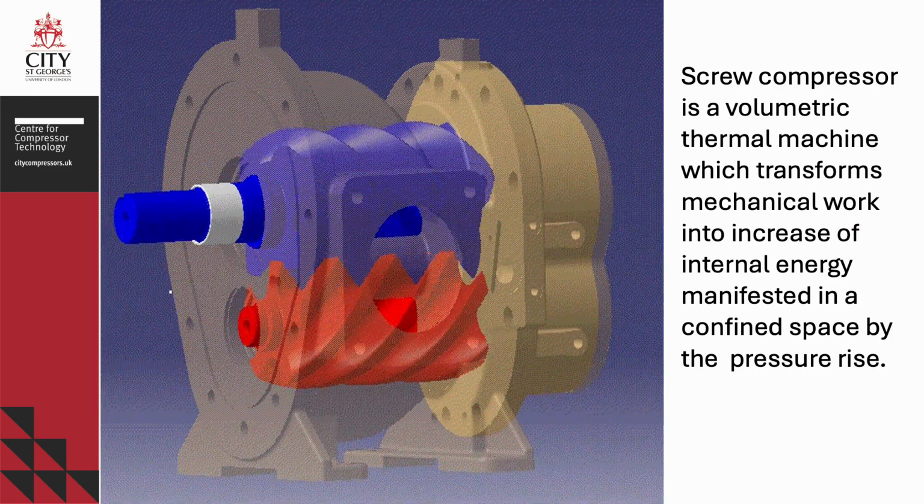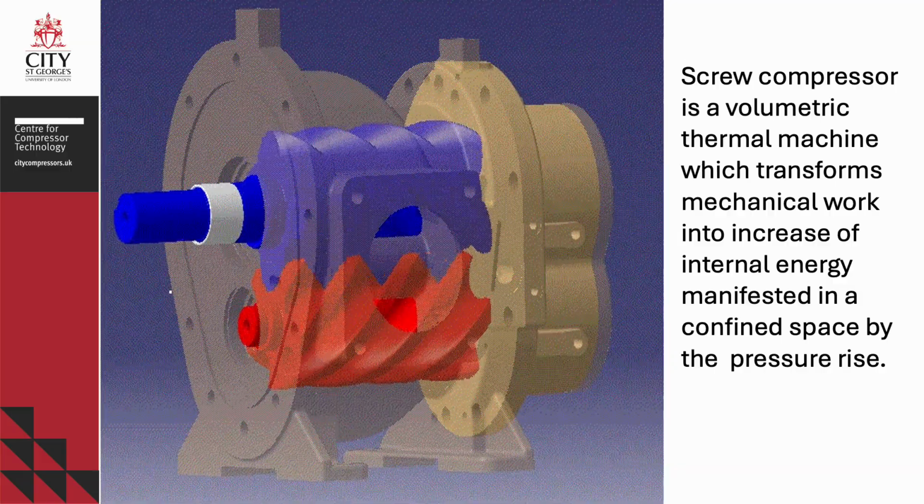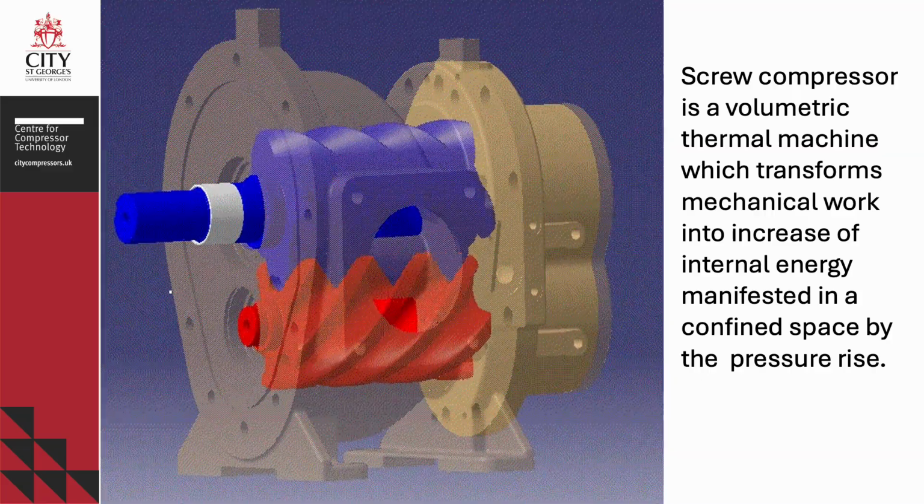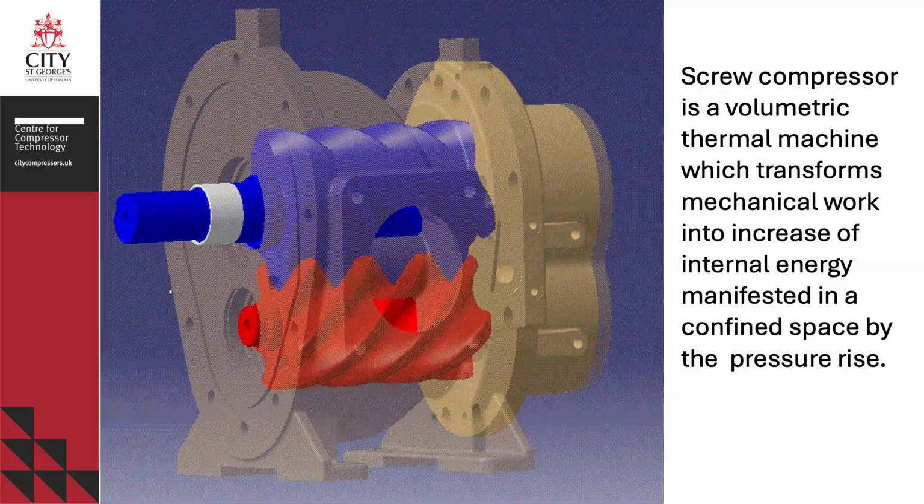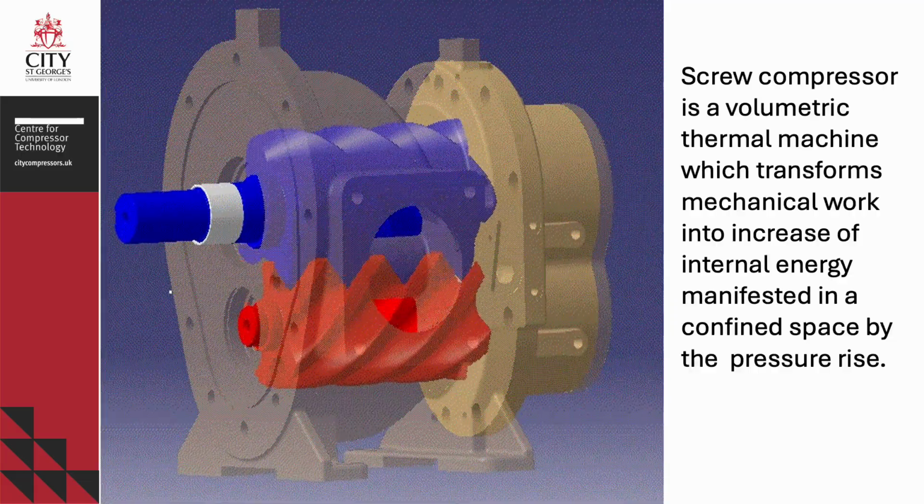On this slide, people see an animation of a screw compressor, whose housing is gray and yellowish, and the main rotor, which works, is presented in blue, while the gate rotor, which idles around the main rotor, is presented in red. We can see only two moving parts of the screw compressor, which is the main advantage of a screw compressor compared with other compressors. By definition, a screw compressor is a thermal machine which transforms mechanical work into internal energy.